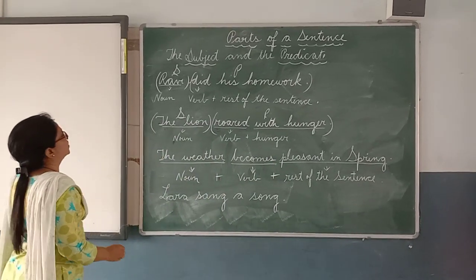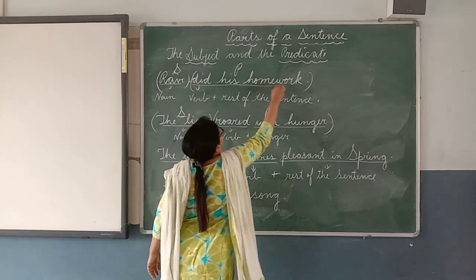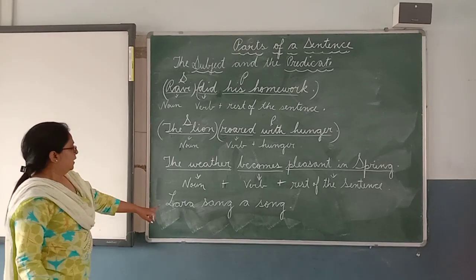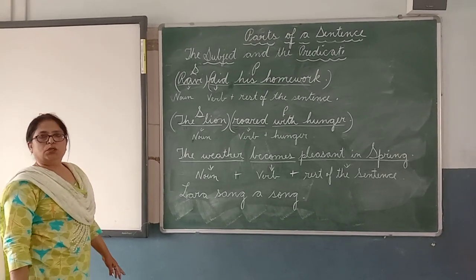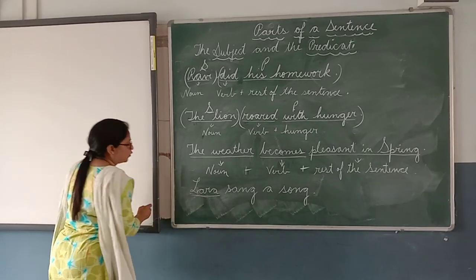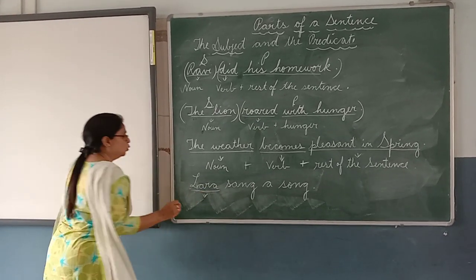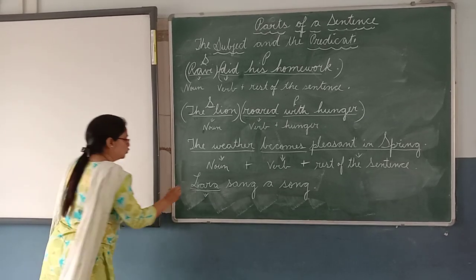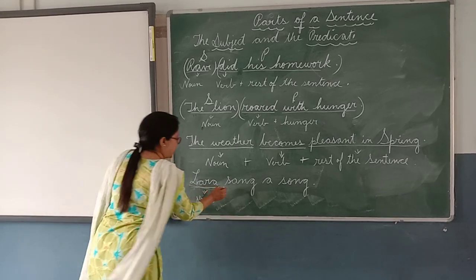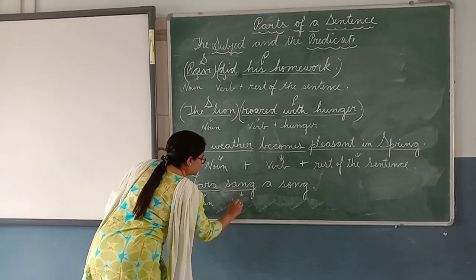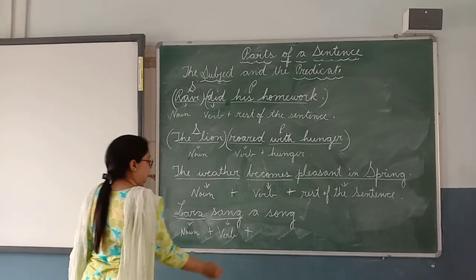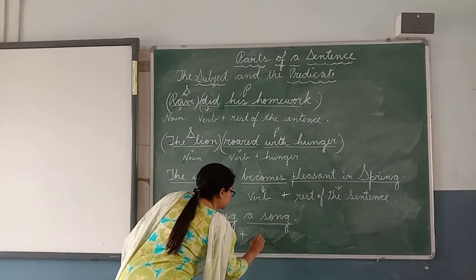Now, the last sentence. I can underline this also. Lara sang a song. What is the noun here? Lara. So the doer of the action. Who sang a song? Lara. So Lara is the noun here. Sang is the verb here. And a song is the rest of the sentence.